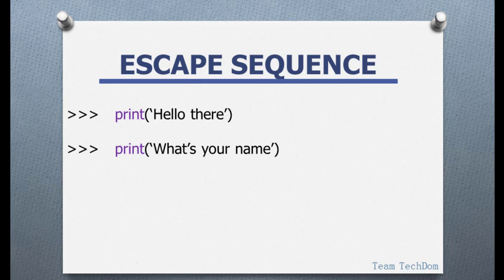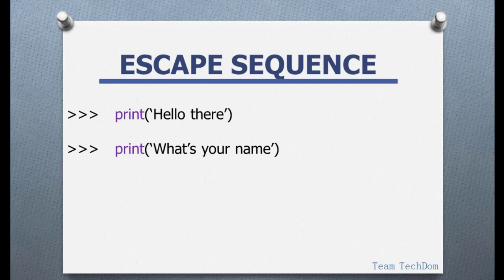So what's going to happen here is, since we're enclosing this string in a single quote, and we also have a single quote in our string, we're going to get an error. Python is going to throw back an error at us. This is because Python is confused. It doesn't know where the string ends. It's starting with a single quote, it's also supposed to end with a single quote, but here we have that single quote in our string.